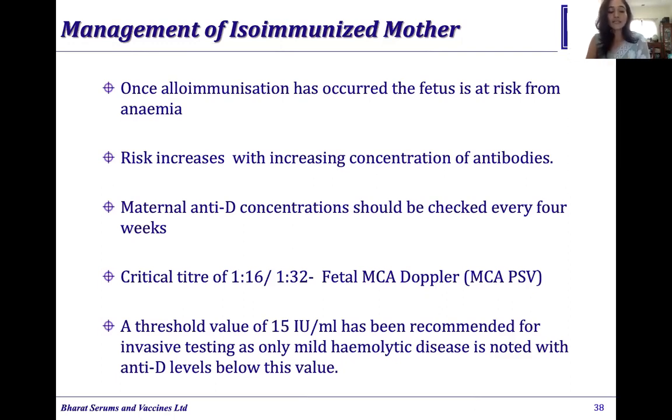Once we reach the critical titer of 1:16 or 1:32, we start taking a look at the fetal MCA Doppler, middle cerebral artery, peak systolic velocity. If we go only by the titer concentration, here in India, we follow the titer ratio. If we look at the absolute antibody level, a threshold value of 15 international units per ml has been recommended for invasive testing. We go ahead with cordocentesis, look at the fetal hemoglobin and plan an intrauterine transfusion together with it. We go for invasive testing as only mild hemolytic disease is noted with antibody levels below this value.